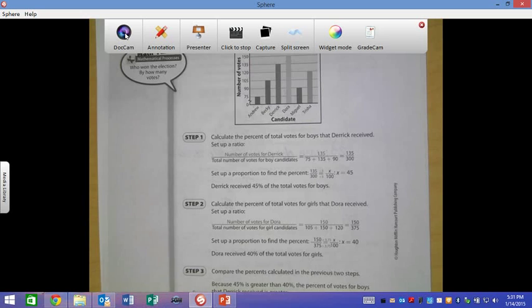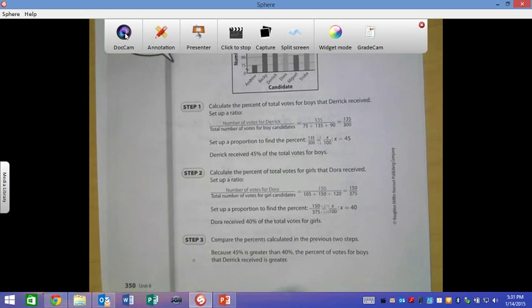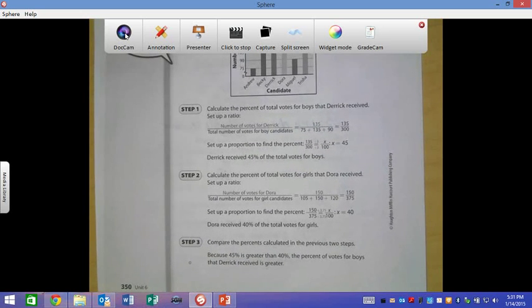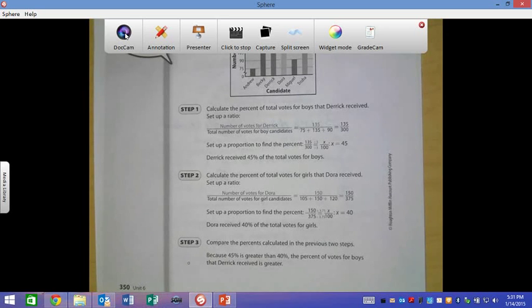So step 2 says calculate the percent of total votes for girls that Dora received. You also need to set up the same type of ratio. Notice our numerator is the number of votes for Dora, just like in step 1, the numerator was the number of votes for Derek. Our denominator is going to be the total number of votes for girl candidates. So when you read through the work, you're going to see that Dora received 40% of the total votes for girls.